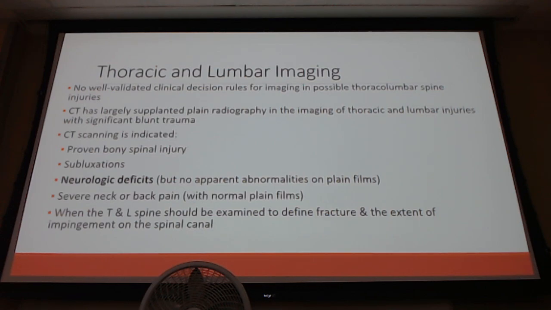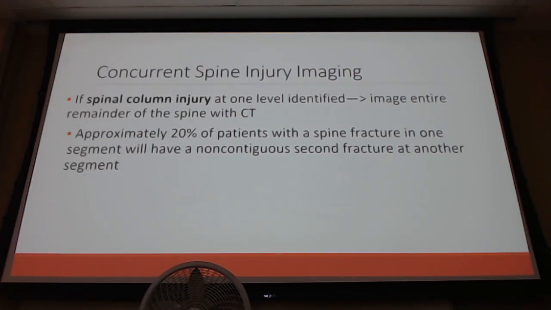We don't have any good rules for thoracic and lumbar imaging. Really, we're going to get that CT of the brain, neck, chest, abdomen, and pelvis in anybody with the right mechanism of injury. If we have any findings on exam and we weren't imaging for that, we need to consider CT at that point, especially for neurologic deficits. Any bony spinal tenderness, we need to consider thoracic and lumbar imaging for.